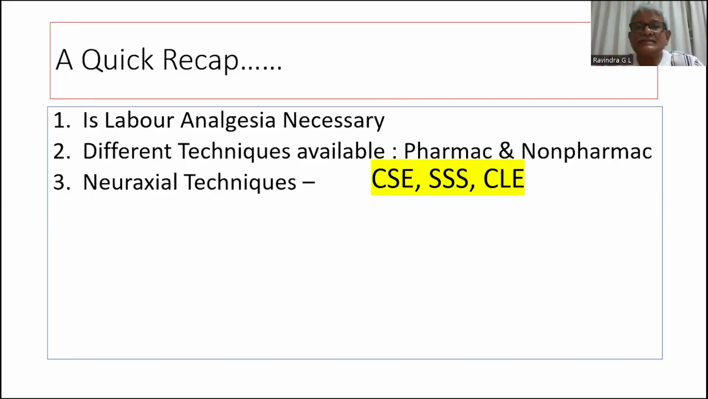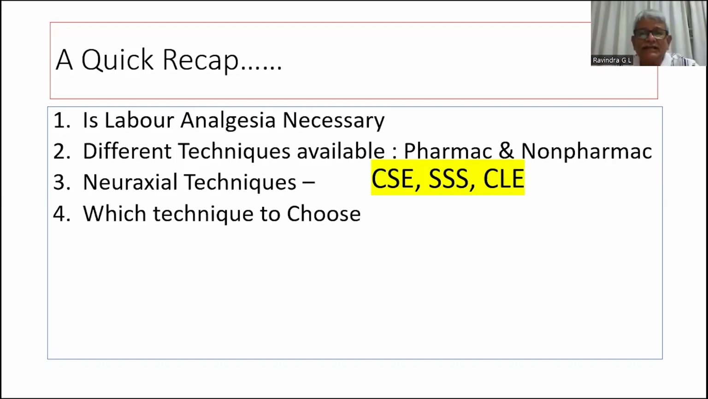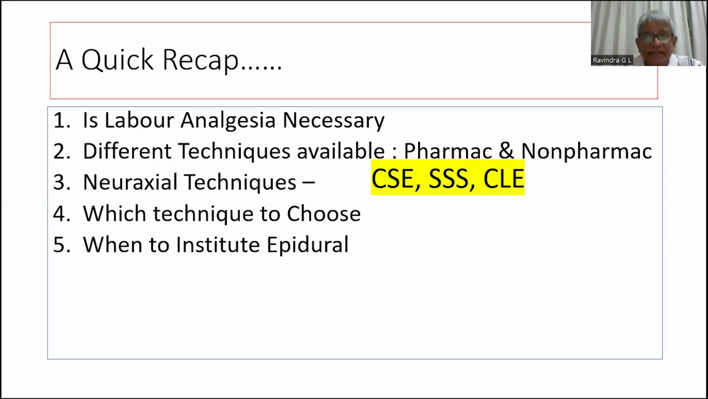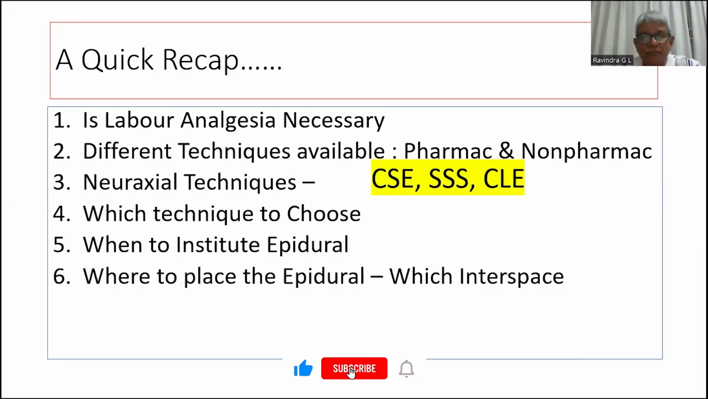And the three neuraxial techniques which I mentioned were the combined spinal epidural, the single shot spinal, and the continuous lumbar epidural. Finally, when we decided on the three techniques, we discussed how to choose between the three, which one where. And then, supposing we had decided on one technique, when to institute epidural, whether to start it very early in labor or late in labor, or at the time the mother requests it. And then, when you decide on epidural, where to place it, which interspace, we found out the ideal place.